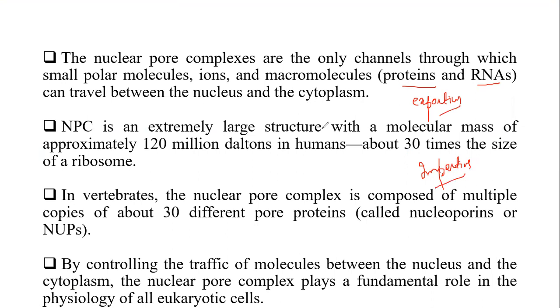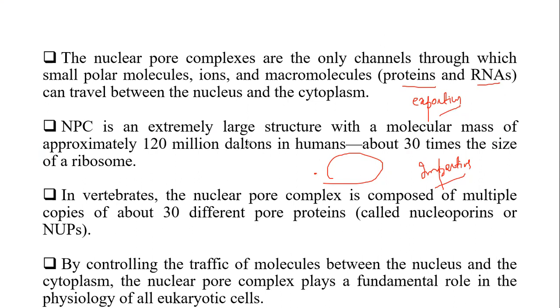Now the NPC is an extremely large structure, around 120 million Daltons in humans, 30 times the size of a ribosome. So if the ribosome is this size, then your NPC will be this size, okay? In vertebrates, the nuclear pore complex is composed of multiple copies of proteins known as nucleoporins or NUPs. By controlling the traffic of molecules between the nucleus and the cytoplasm, the NPC plays a fundamental role in the physiology of all eukaryotic cells.